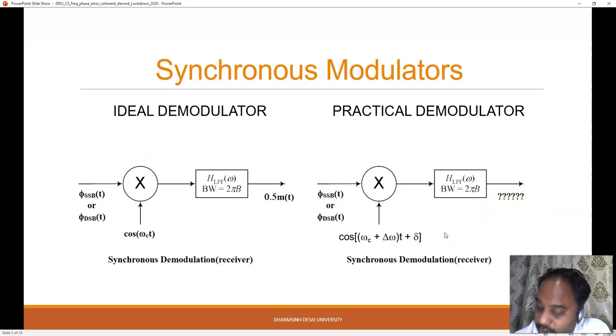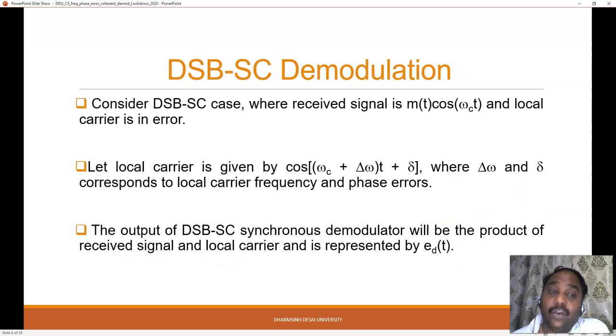First of all, we will touch upon DSB-SC. Consider the DSB-SC case where our received signal is m(t) cos omega_c t and our local carrier is in error. I am taking not cos omega_c t as the local carrier, but cos of (omega_c plus delta omega) t plus delta, where delta omega is nothing but the frequency error, which may be very few hertz, and delta is the phase error. So phase synchronization is also important. The output of the DSB synchronous detector will be the product of the received signal and the local carrier, and I am representing it as e_d(t), that is, the detected signal.